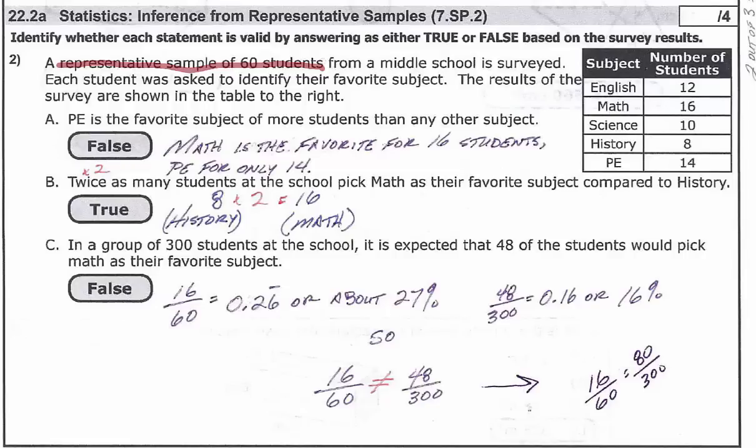What's your favorite class? So then they give you 3 statements, and you have to decide, is that statement true or is it false? So the first statement they make is this: PE is the favorite subject of more students than anything else? Well, look over here. Here's our table. PE, it did get 14 votes, but look here, just like we'd expect, math got 16 votes. Math is the best. So A is false. Math is the favorite for 16 students. PE only got 14.